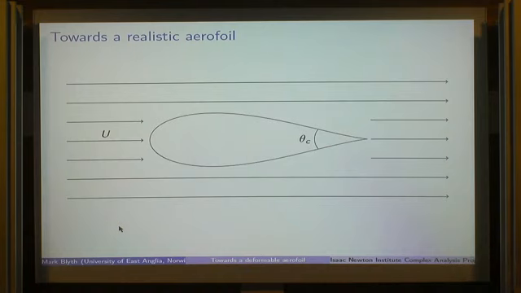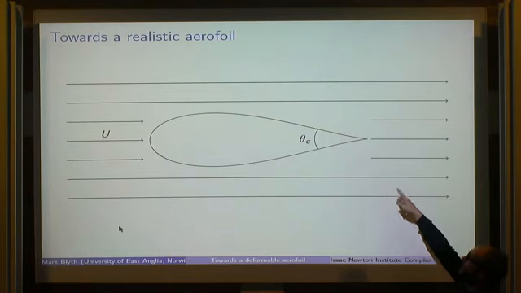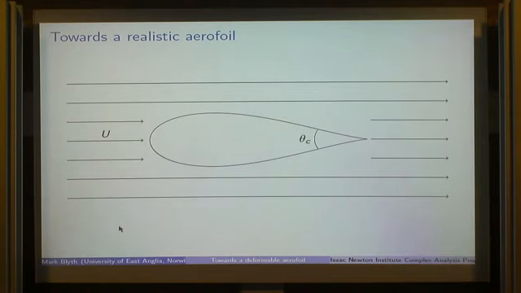Exactly the same problem as before, an oncoming stream, possibly with circulation. I'm going to demand that the angle at the trailing edge is fixed, theta c, and you can imagine that it's possible to manufacture an elastic membrane to do this.